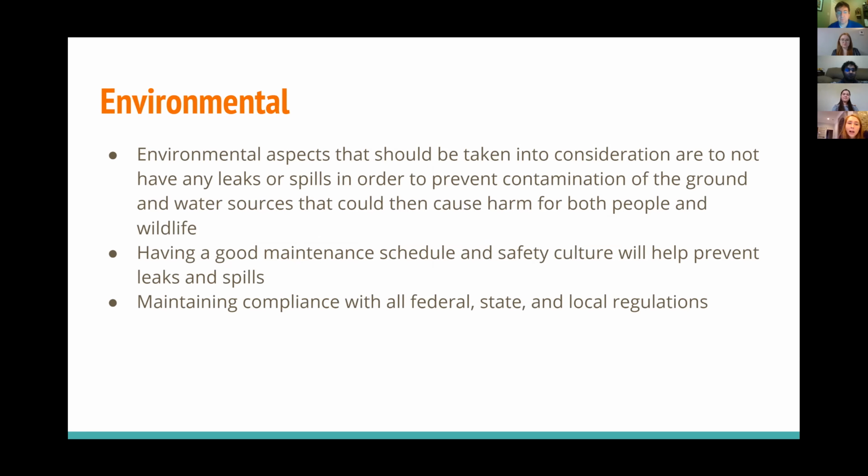Some environmental aspects that should be taken into consideration are to not have any leaks or spills in order to prevent any type of contamination of the ground and water sources that could then potentially cause harm for both people and wildlife. Having a good maintenance schedule and safety culture will help prevent these leaks and spills, but we also need to make sure that the plant maintains compliance with all federal, state, and local regulations.